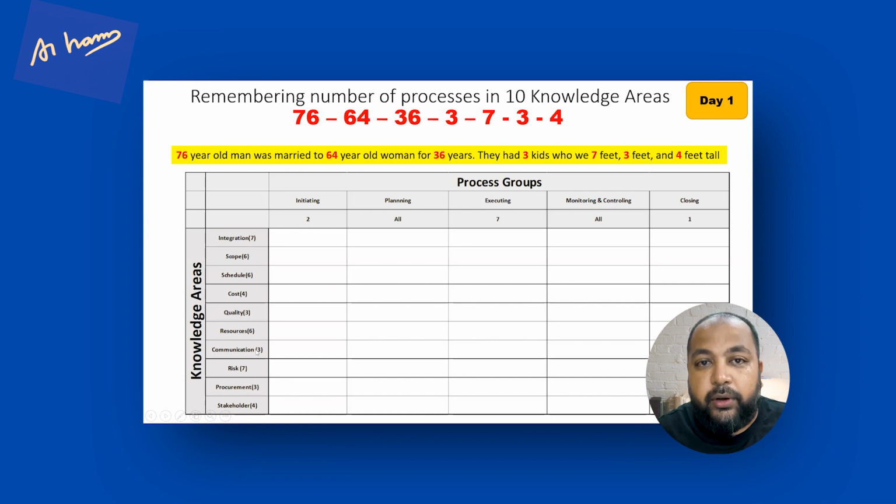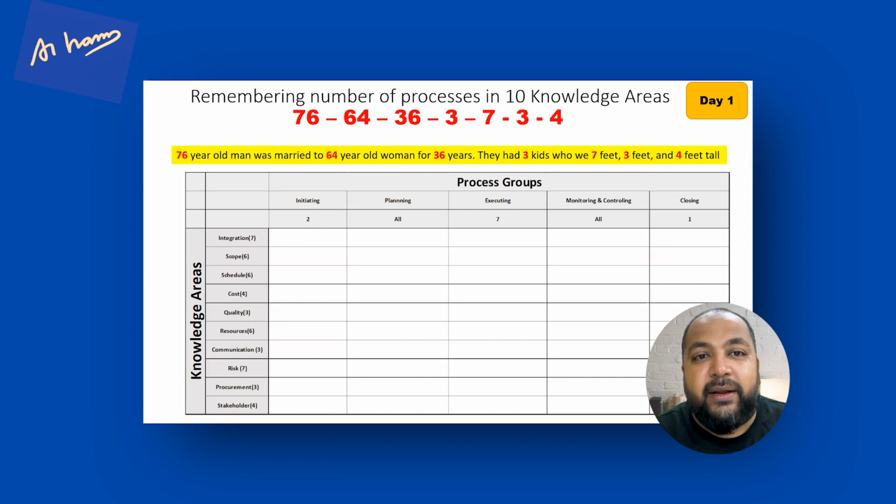So if you remember this mnemonic, this number, the way to remember the number is the mnemonic. Like a 76-year-old man is married to a 64-year-old woman for 36 years. They've got 3 kids, 7 feet, 3 feet, and 4 feet tall, right? That's simple. So that will help you remember how many processes each knowledge area has.